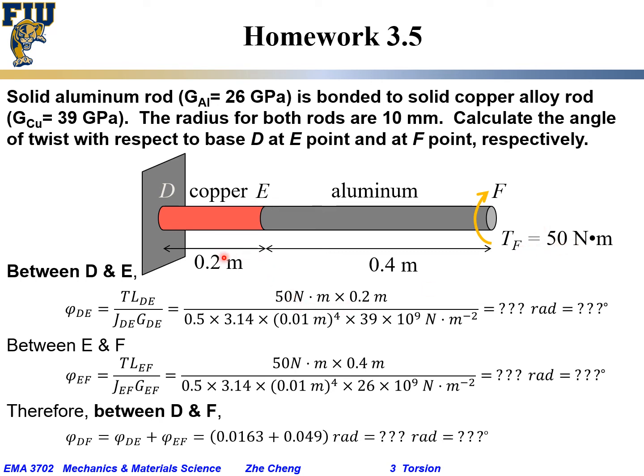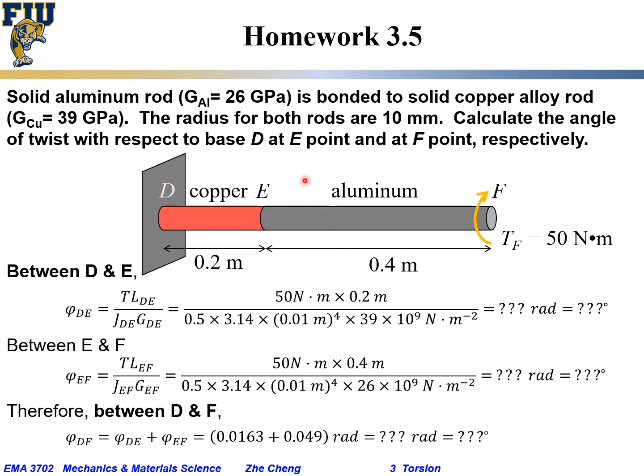L from D to E is 0.2 meter, and J is the polar moment of inertia for the cylinder around its axis. It's half pi times radius, 10 millimeter or 0.01 meter, to the power of 4, times G. The shear modulus for copper is 39 times 10 to the power of 9 Newton per meter square. If you plug in the numbers, you get a certain angle in radian, or you can convert that into degree. Okay, that's the first part.